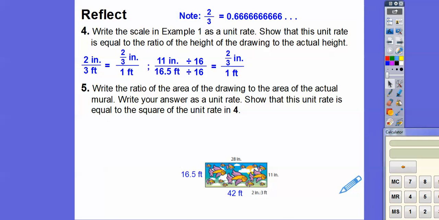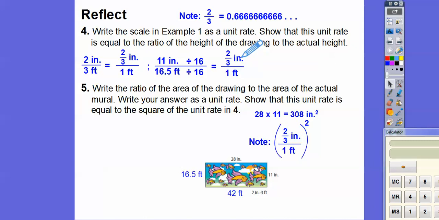A unit rate is when the denominator is 1, and show that this unit rate is equal to the square of the unit rate in number 4. Okay, so here we go. So the area of this mural is 28 inches times 11 inches right there, which is 308 inches squared. Let's find the area of the actual thing, 16.5 times 42, because it says find the ratio of that. So here's the ratio of our unit rate right here, and they want us to show that the unit rate is equal to the square of the unit rate in number 4.